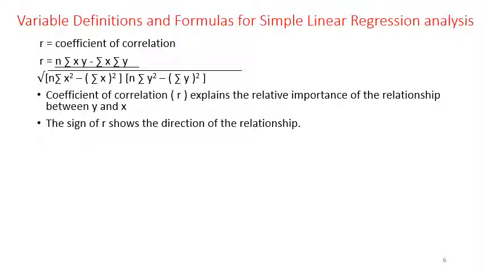The sign of R shows the direction of the relationship. The sign of the R value which you get after you substitute in the above formula, whether it is a positive value or a negative value, will show you the direction of the relationship between x and y.